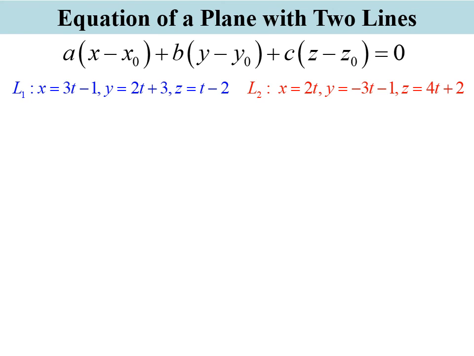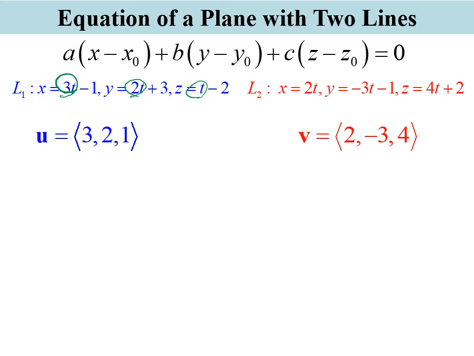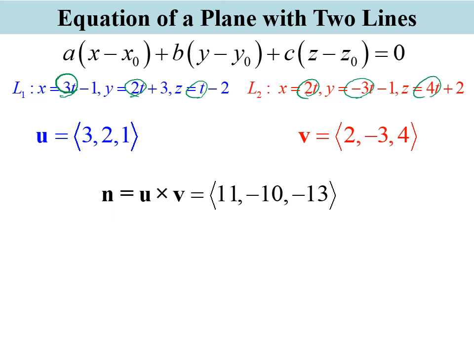And finally, we're going to use these 2 lines in parametric form to find the equation of the plane that contains both of these lines. So, obviously, we can get a vector for this line just by looking at these numbers, 3, 2, and 1. And we can come out with a vector for the second line, again, just by looking at our numbers. So then we'll do the cross product of those 2, and we get our normal vector.